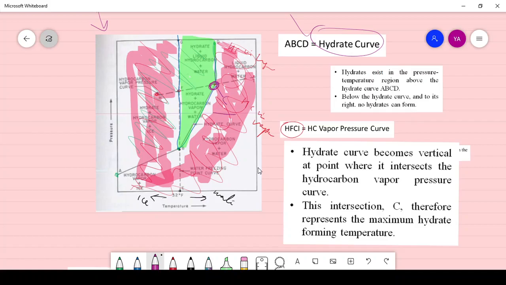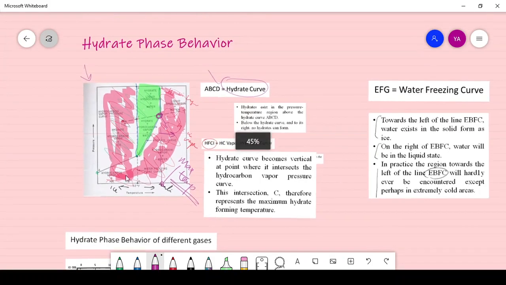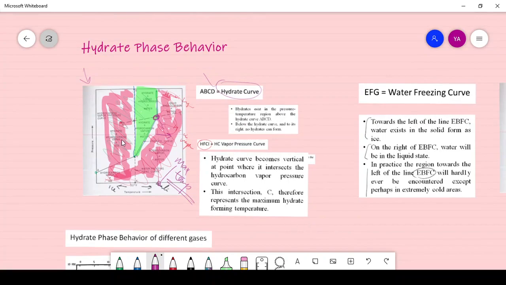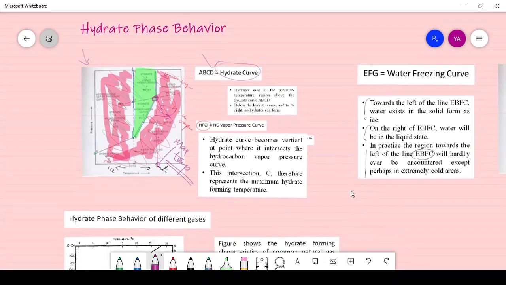If you look here, this is the x-axis. This is the maximum temperature possible for the hydrate formation. That is very important information, because with this we can get the temperature that is basically possible for the hydrate formation. So with the help of the phase diagram, we can get this information. This is the basic information about the phase behavior.